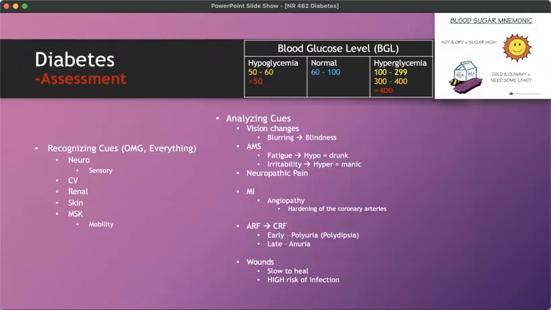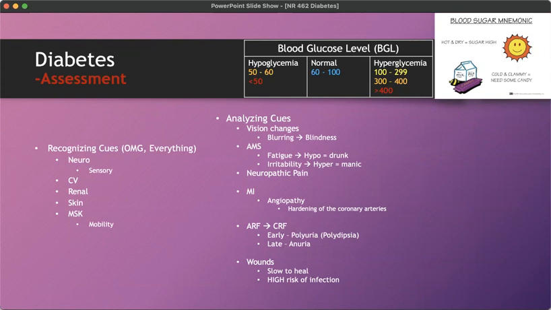So assessment. First thing we need to be assessing for or looking at is our recognition of cues. First thing we can look at is our lab work. So blood glucose levels. And just to review, our normal levels are 60 to 100. Hyperglycemia is on the high side of that. So 100 to about 300 is our yellow zone where it's like, okay, well, that's abnormal. 300 to 400 is our orange zone where it's like, oh, you have my attention. And greater than 400 is where it's like, okay, this is bad. I need to drop what I'm doing and go address this.